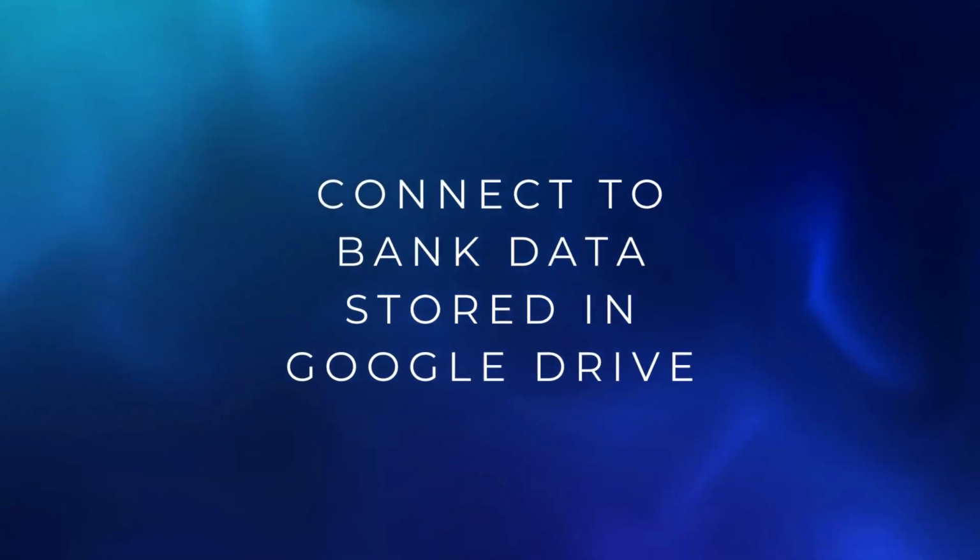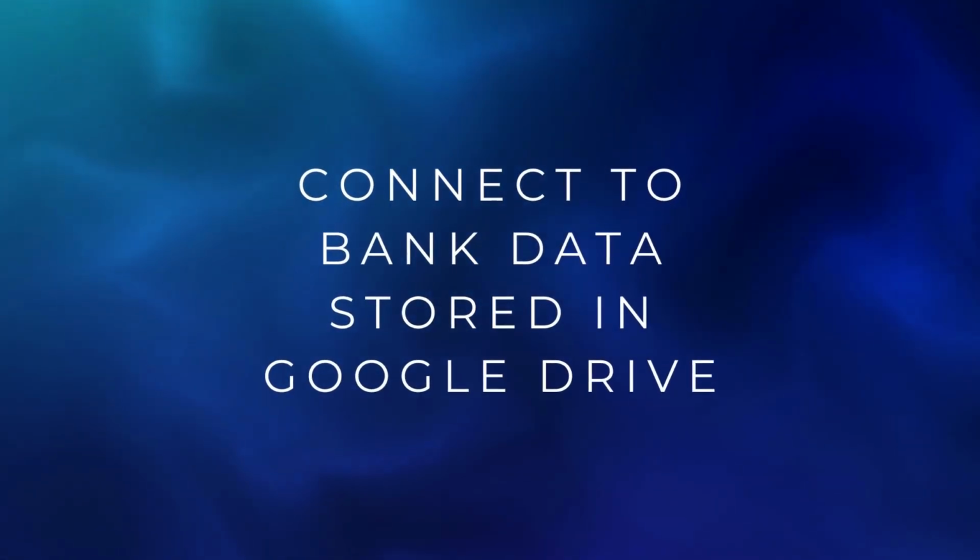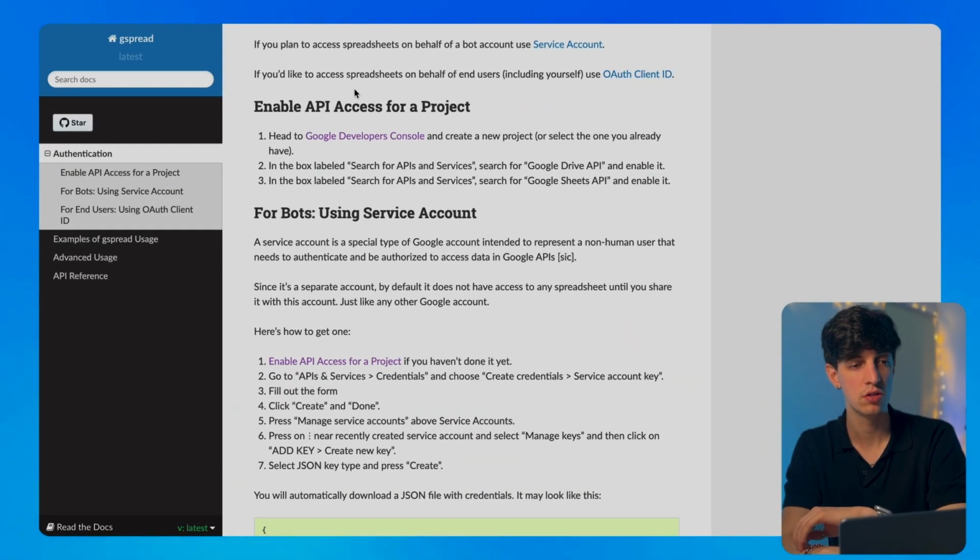The first option to connect to our bank statement is to use the Google Drive API, which is the first option that we're going to do now. And then I've included other options that you can use in case you don't want to use Google Drive. In order to use the Google Drive API, we're just going to follow the gspread documentation. I will leave that in the video description as well.